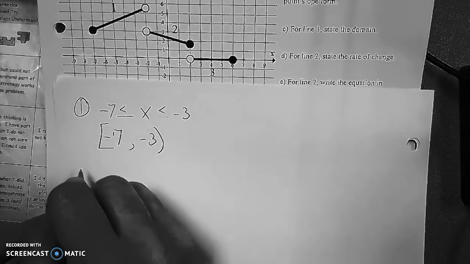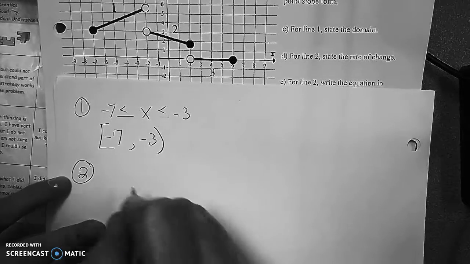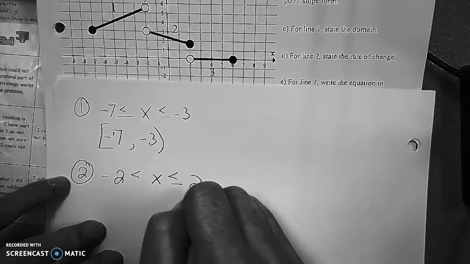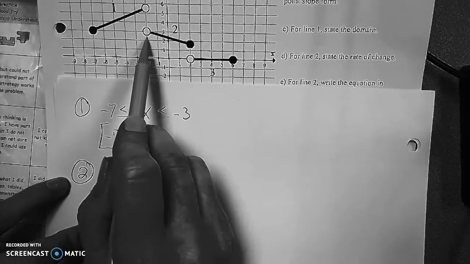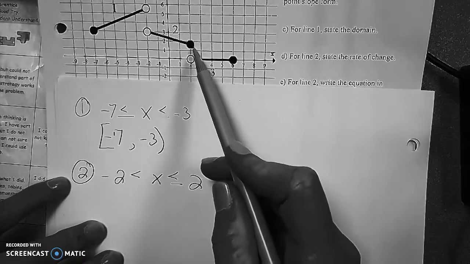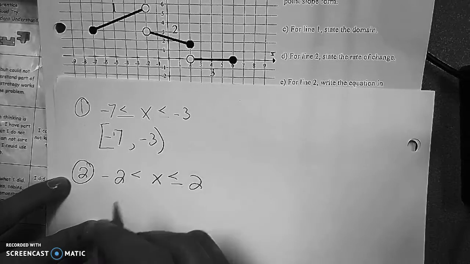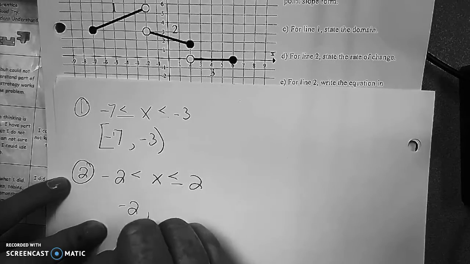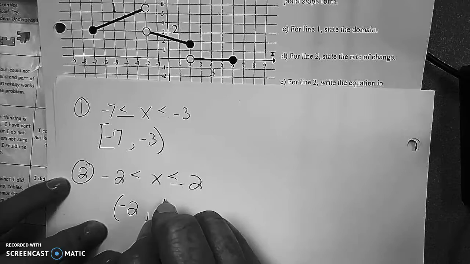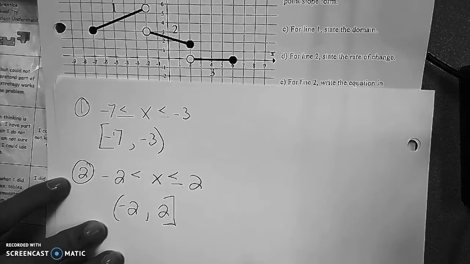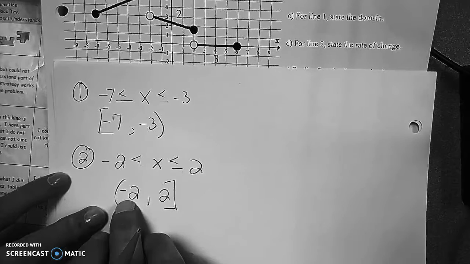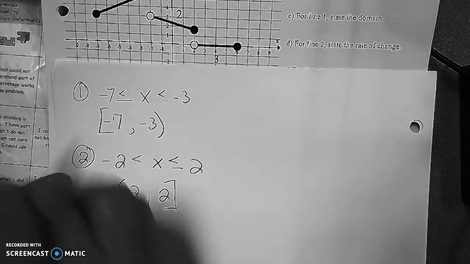Okay, let's talk about piece 2 then. If I write that as an inequality, I've got -2 is less than x, which is less than or equal to 2. -2 is a parenthesis because it's open, or is just less than. 2 is equal to. When I write this as an interval, my lowest value is -2, the highest value is 2. -2 gets a parenthesis, 2 gets a bracket. Again, the difference is a parenthesis means that number is not included. A bracket means it is included.